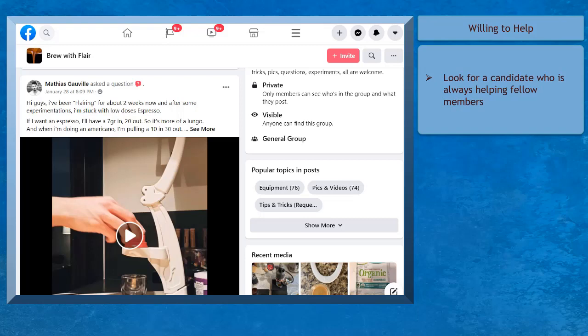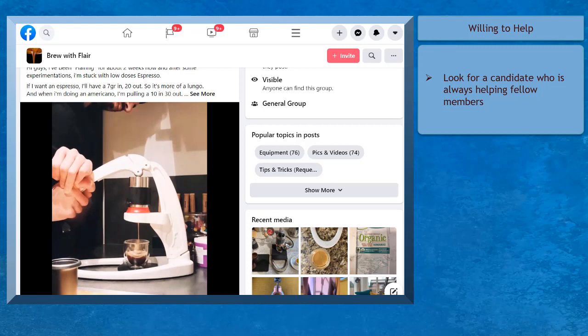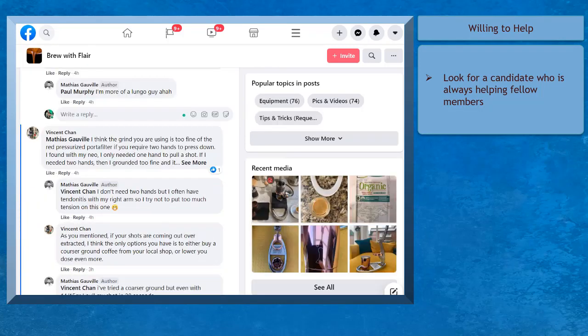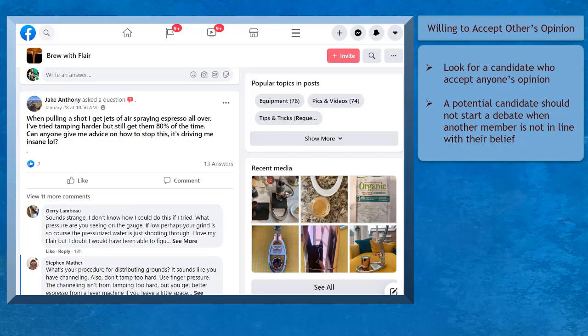You must require your group moderator to help out members whenever they need guidance or help. Since the group moderator will act on your behalf, they must be able to offer help within the community. A good candidate should be willing to accept the opinion of the other group members. A group member who is always active and engaging inside your group is one of the things that you should watch out for in a good candidate. But they should also be willing to accept the opinion of the other group members as well.